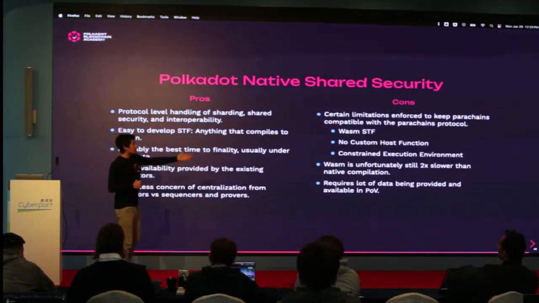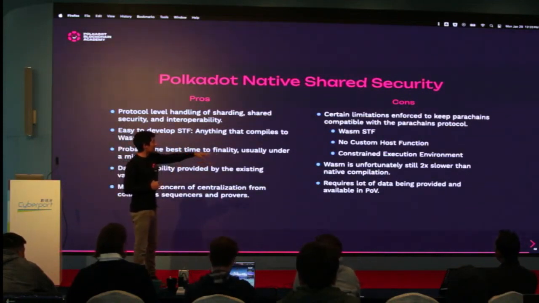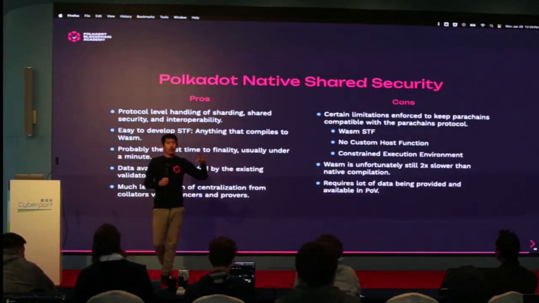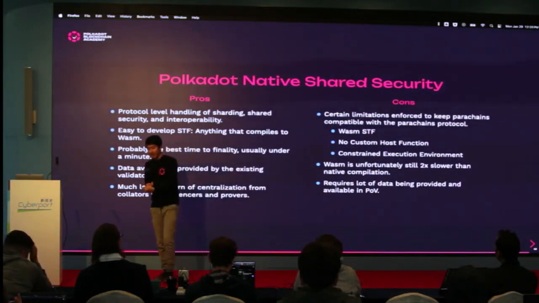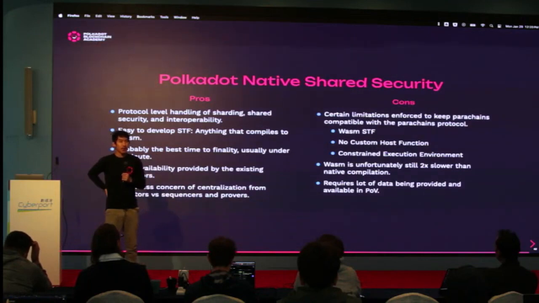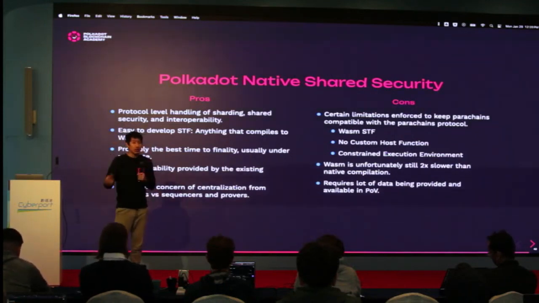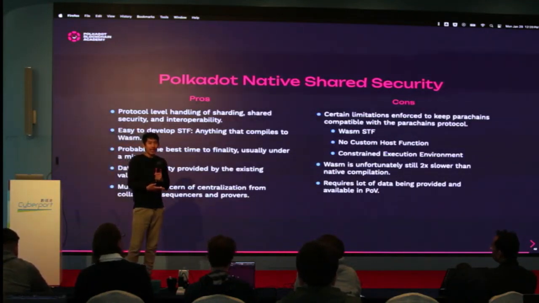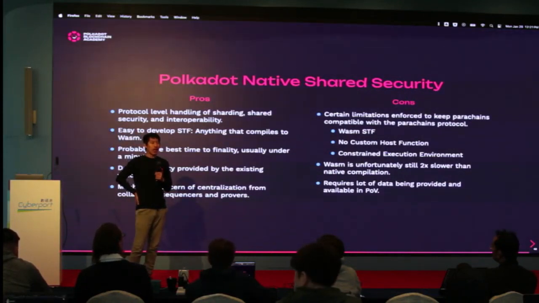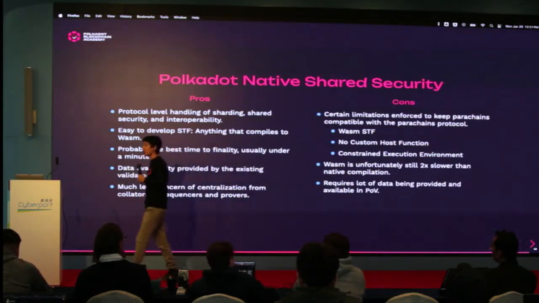WASM is unfortunately 1 point something times slower than native compilation. It requires a lot of data being provided and available in the POV. In your POV blocks, you need to include all of the data that you're going to validate. For example, if you're building a smart contracts chain and you have the execution of 100 smart contracts in one block, in your POV you need to include not only the data of the smart contracts, but the whole smart contract itself. Does that make sense? There are a lot of systems I can imagine which won't scale very well into the POV size. I think those are some fair criticisms.